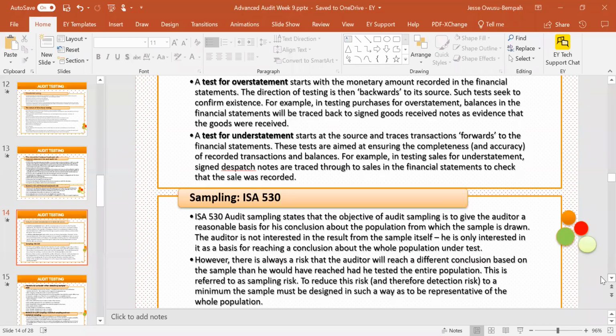However, we all know that there's a risk, right? There's a sampling risk. There's always a risk that the auditor will reach a different conclusion based on the sample than he would have reached had he tested the entire population. This is what we call sampling risk, which I referred to earlier. There's always a sampling risk, right?